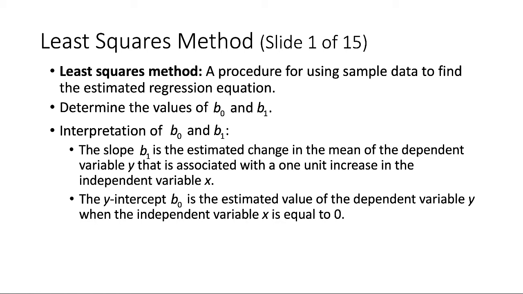So how do we interpret B0 and B1? The slope B1 is the estimated change in the mean of the dependent variable y that is associated with each 1 unit increase in the independent variable x. And the y-intercept B0 is the estimated value of the dependent variable y when the independent variable x is equal to 0. Later, I will show you an example in Excel and interpret what B0 and B1 mean in context.